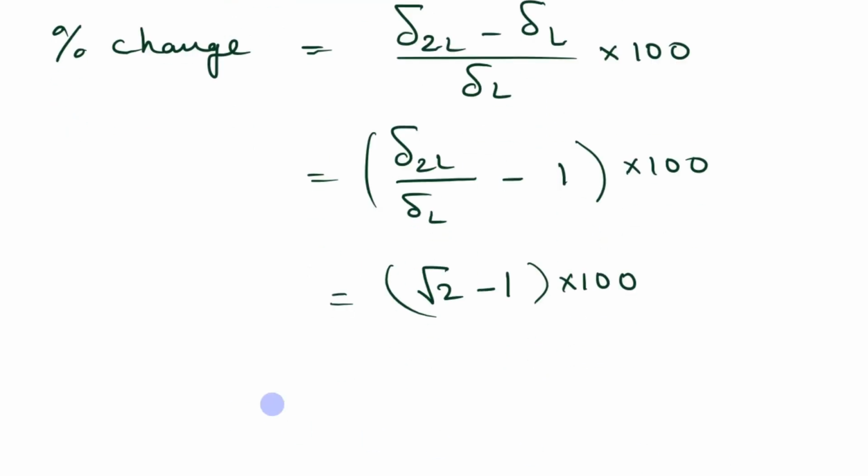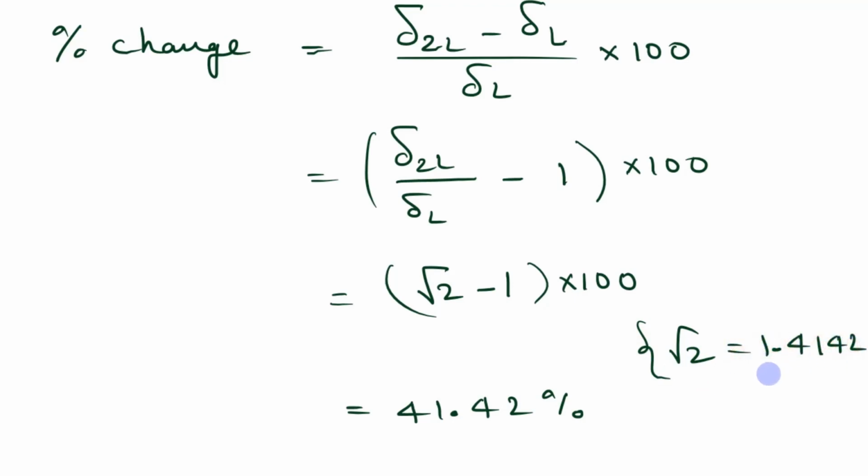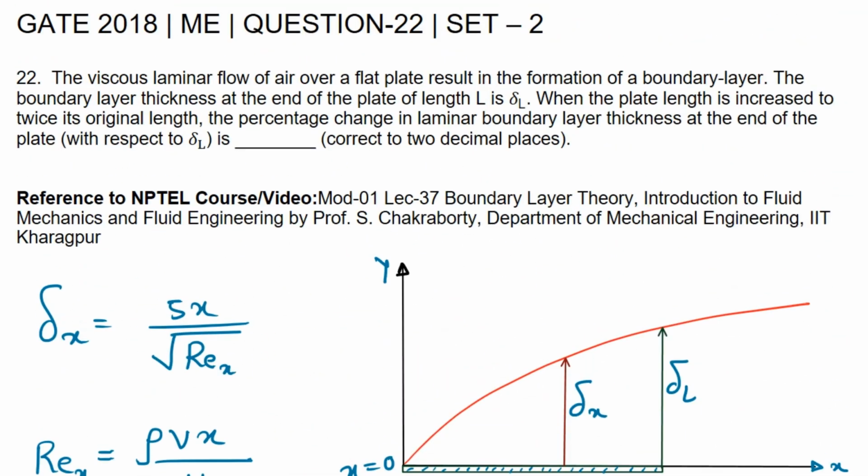So the percentage change we will get is 41.42%, because we know the value of root 2 is 1.4142. Now let's go back to the question and fill in the blank. We need to find the answer correct to 2 decimal places. So the correct answer, the percentage change, will be 41.42.